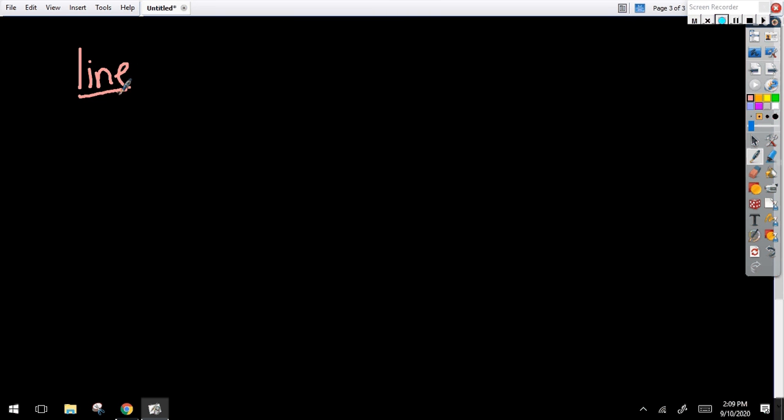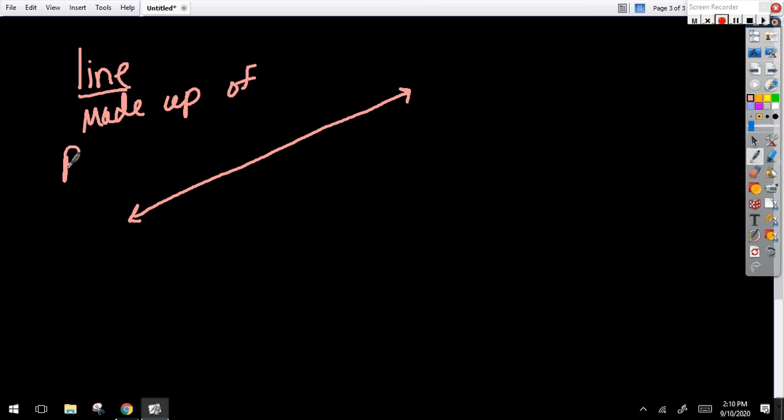The next one is a line. I'm sure we all think we know what a line is, and you probably do. It goes on forever and ever in both directions, right? So we put the arrows on the ends here. It's made up of points, so anywhere on here I can go, there's a point, because it's made up of an infinite number of points. It doesn't have any thickness or any width. It just is, okay?